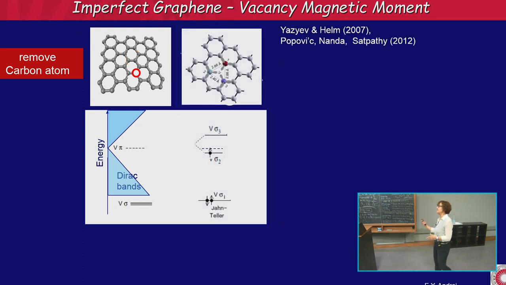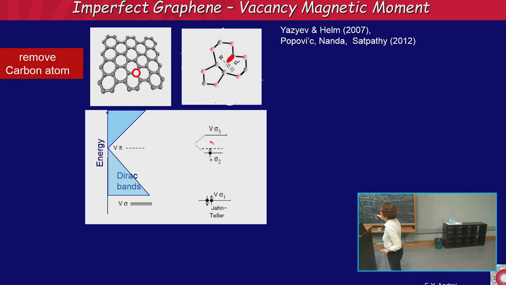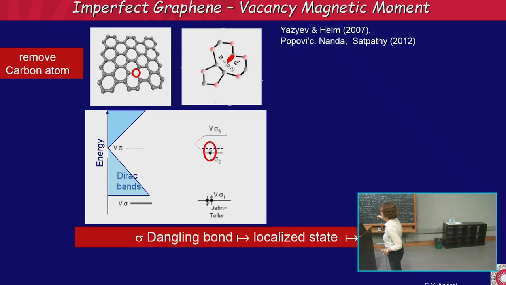But then there is a crystal distortion, a Jahn-Teller distortion, and things get a little bit more complicated. So two of these bonds hybridize. So this is from the Jahn-Teller distortion, and you have a third orbital from this electron that stays hanging alone, okay? So this one has a spin of a half. So you have a dangling bond that carries a spin of a half.